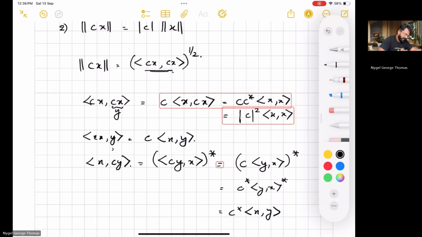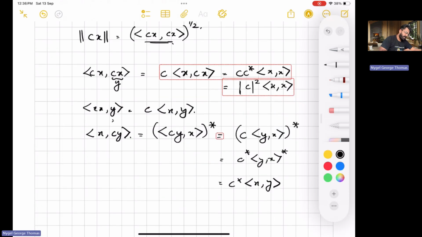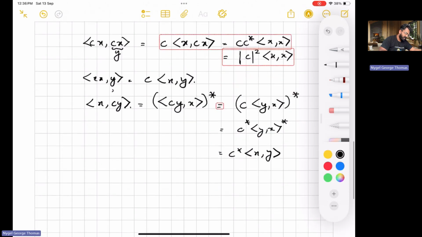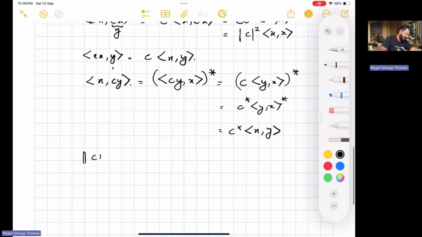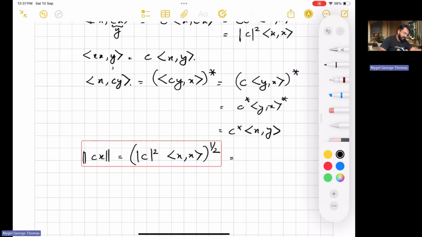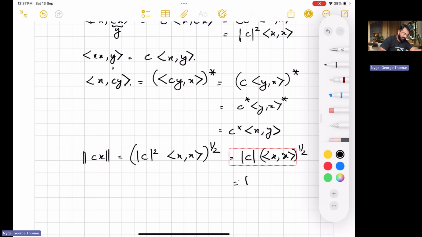Okay, right. So we know what the inner product between Cx and Cx is. So we have norm of Cx is modulus of C squared times the inner product of x with itself, raised to half. This is a positive quantity, modulus of C, so we can take the square root. So this is modulus of C into norm of x. Hence it satisfies the homogeneity property also.